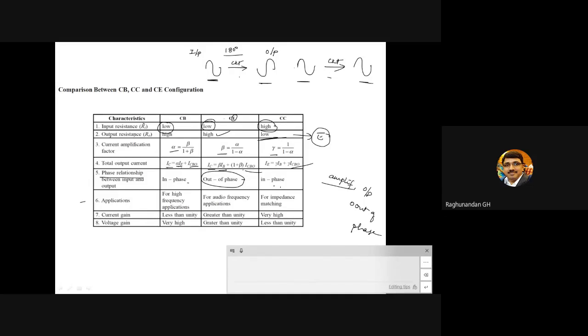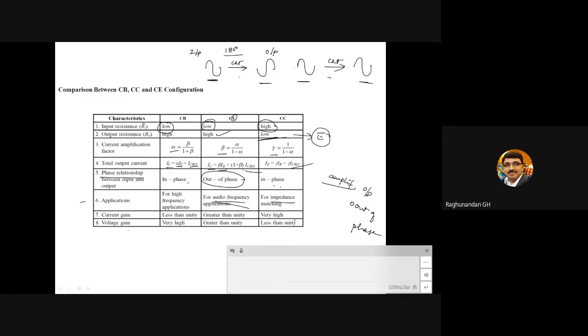And coming to the application, for high frequency application, common base. For audio frequency application, for amplifying voice and all those things, we use the CE configuration. And common collector configuration, we use it for impedance matching, to balance the impedance between two circuits. During that time, we use this configuration. So current gain in common base configuration will be less than unity. In common emitter configuration, it will be greater than unity. In common collector configuration, it will be very, very high.